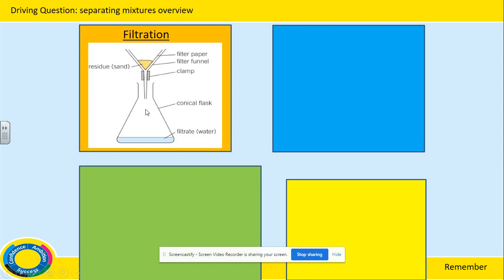So once they are separated, they have specific names. Again, what is left in the filter funnel is called the residue, which is the sand. What is being collected into the conical flask is called the filtrate, which is the water.